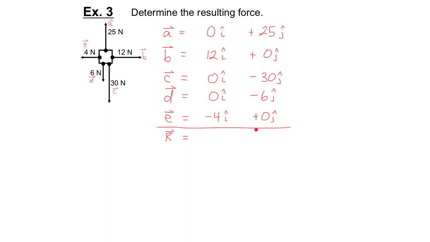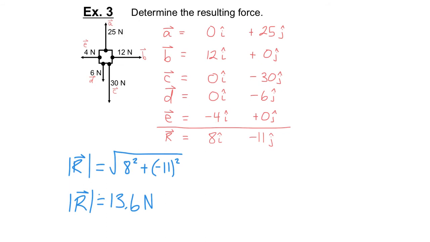Add up all my x components, add up all my y components, and I get the resultant is 8 units in the x direction and 11 units in the negative y direction. So write 8, negative 11. I can use the Pythagorean theorem to find the magnitude of my vector: x coordinate, y coordinate, square and add them up, take the square root, and it's about 13.6 newtons.